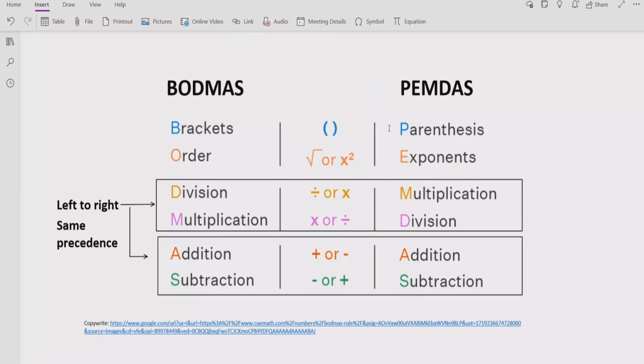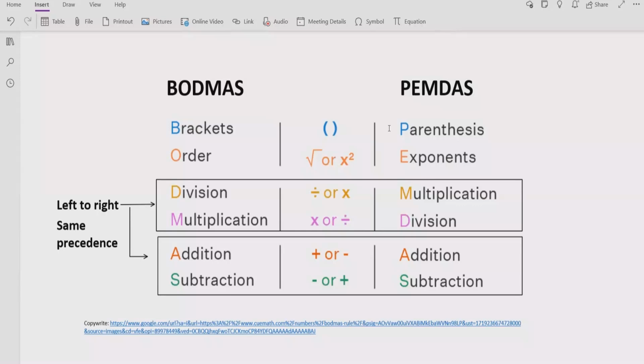Step number 2 is basically you have to solve the exponent part or order of any number. So if your expression contains any power, you have to solve that part in step number 2. Step number 3 is basically you have to go left to right in your expression and find out division and multiplication. If division is coming first, you have to solve the division first. And if multiplication is coming first, you have to solve the multiplication first.